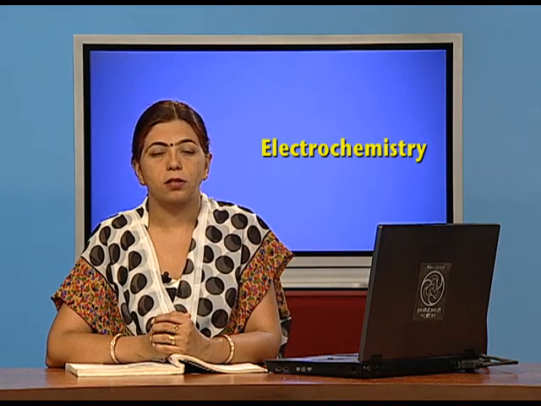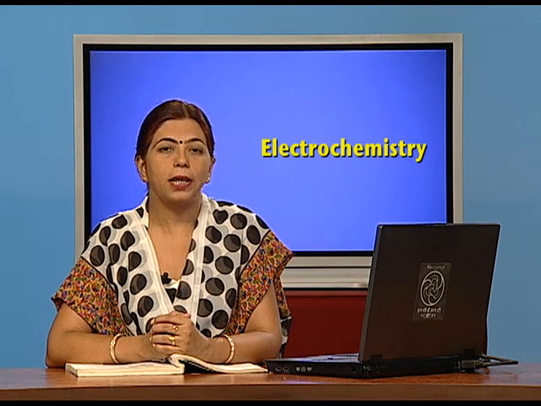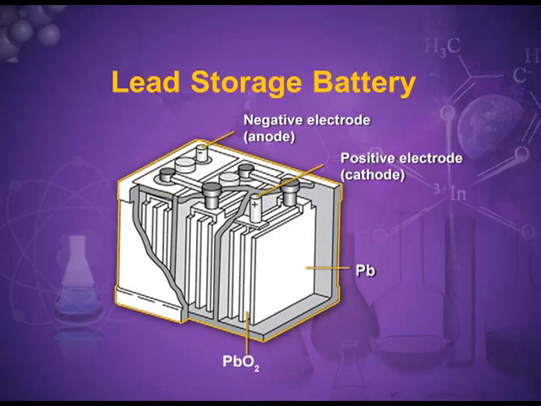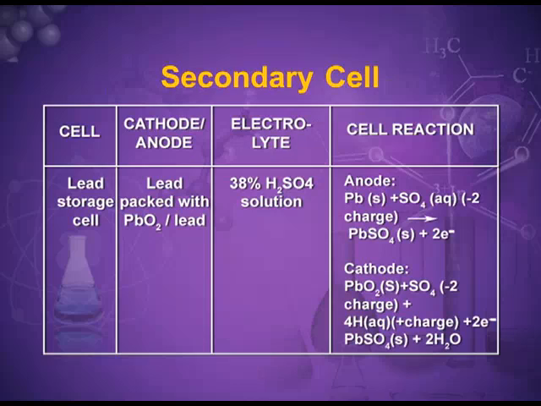Secondary cells. The example is the lead storage battery. This is the battery we are using in inverters. It has an anode and cathode. Anode is lead plates and the cathode is a lead grid packed with lead oxide, and the electrolyte is a 38% solution of sulfuric acid. Let me explain its working.